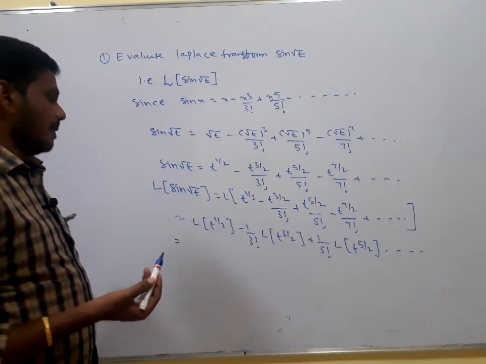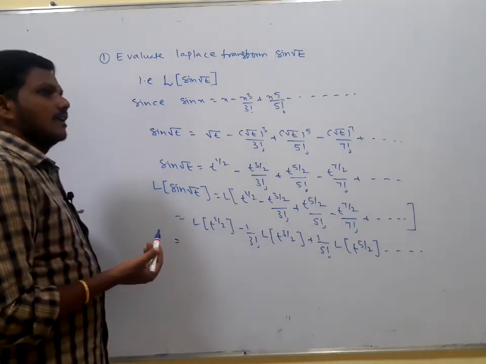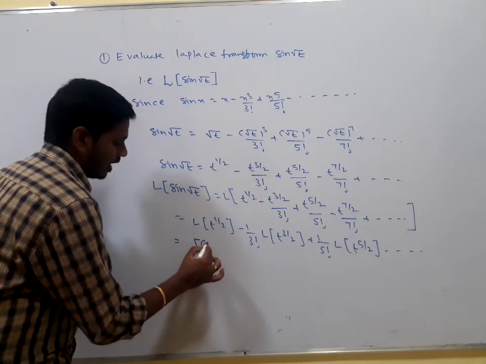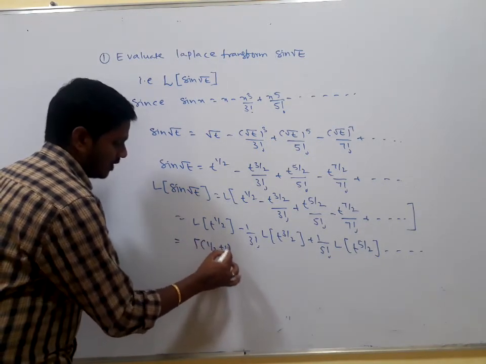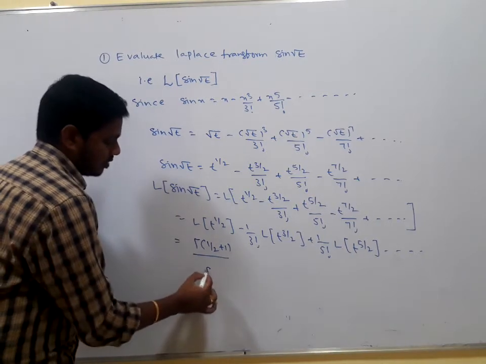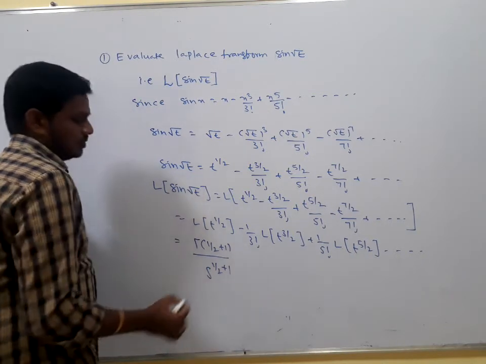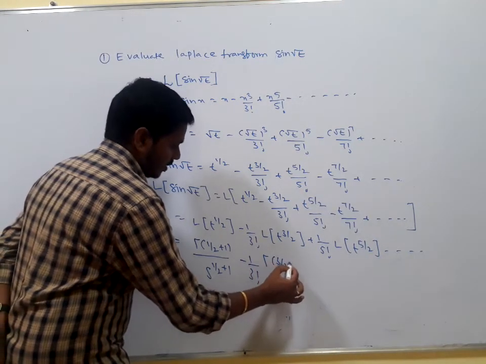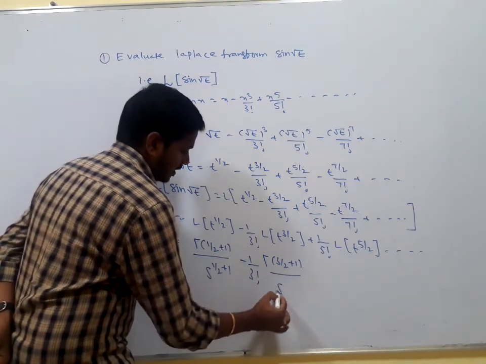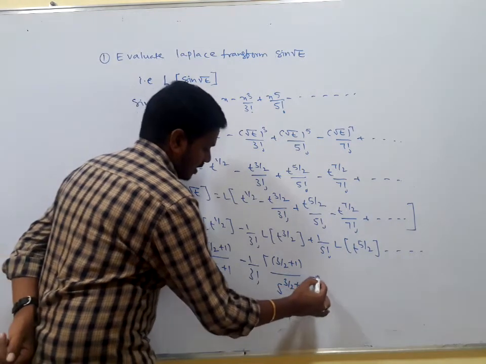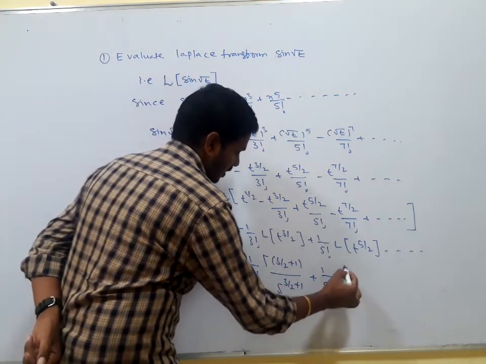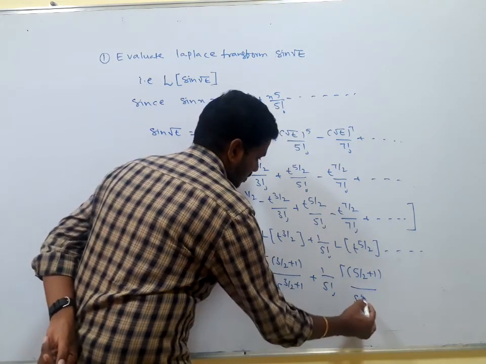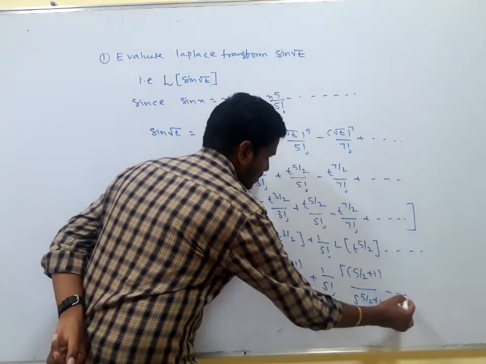We know that n is greater than minus 1, a real number, not necessarily positive, so we can write gamma of 1 by 2 plus 1 divided by s to the power of 1 by 2 plus 1, minus 1 by 3 factorial, in the same way, gamma of 3 by 2 plus 1 divided by s to the power of 3 by 2 plus 1, plus 1 by 5 factorial, gamma of 5 by 2 plus 1 divided by s to the power of 5 by 2 plus 1, and so on.